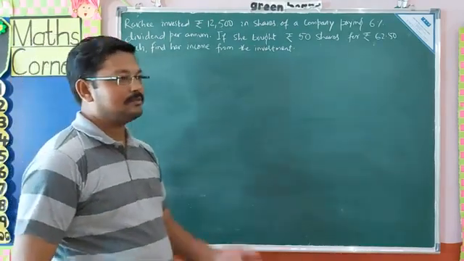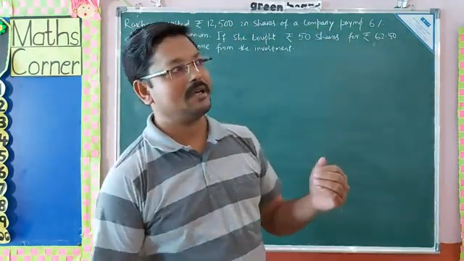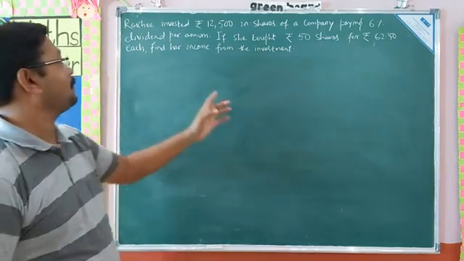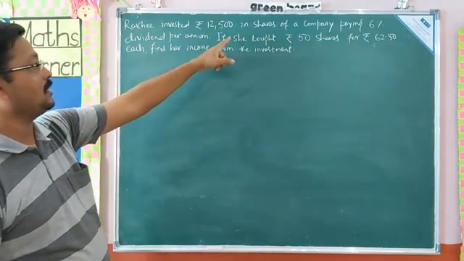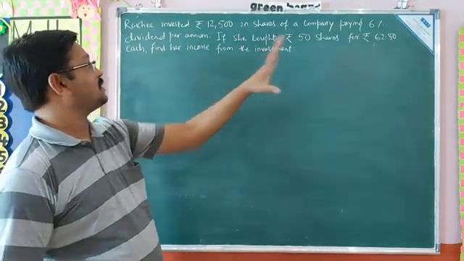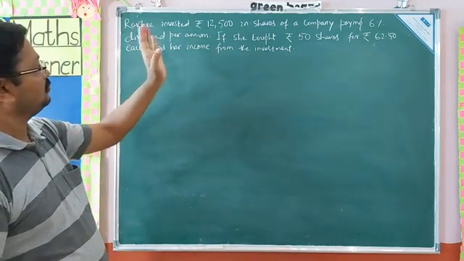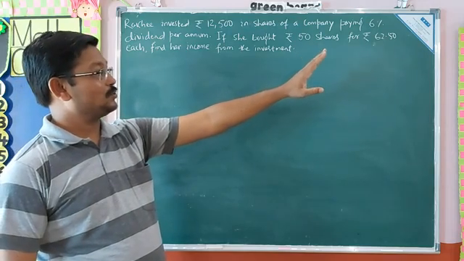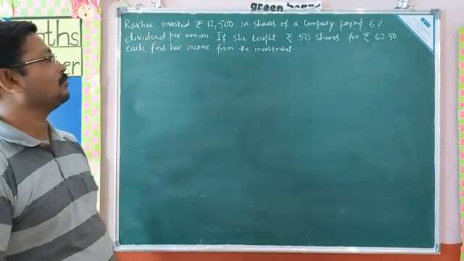So after discussion of all the terms, formula of shares and dividends, here we are with numericals. Our first example is: Rakhi invested rupees 12,500 in shares of a company paying 6% dividend per annum. If she bought rupees 50 shares for rupees 62.5 each, find her income from the investment.